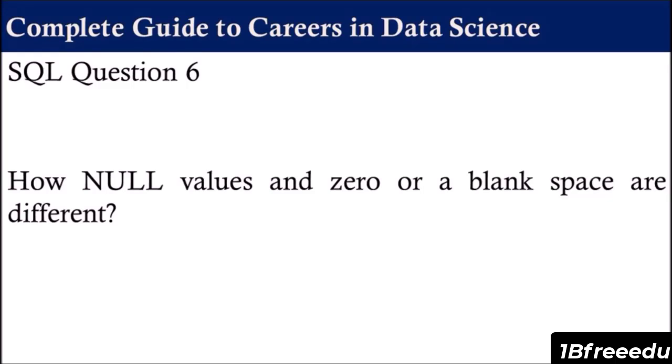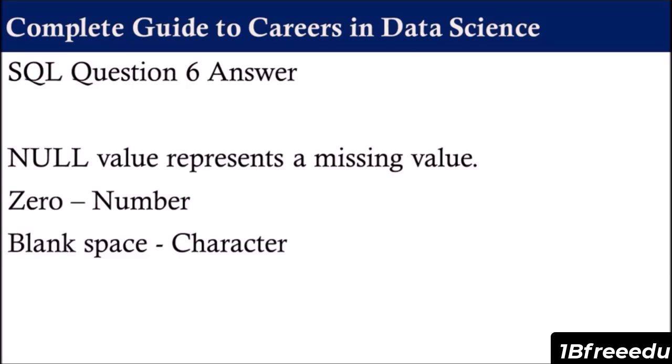The sixth question in SQL is, how are null values and zero or a blank space different? Let's have a look at the answer. The null value represents a missing value. On the other hand, zero is a number and blank space is a character. We should not get confused if there is a blank space in a database and consider it as a missing value. But we should find the reason behind that because missing values are written as null in SQL.